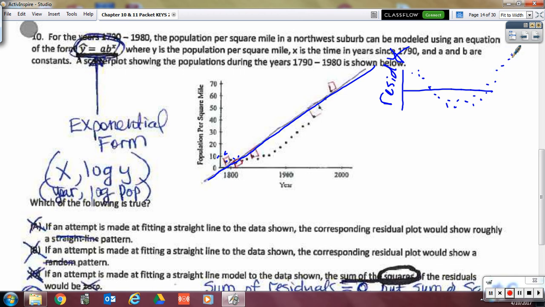So, in that residual plot, is there roughly a straight line pattern? No. Is there a random pattern in this? No. There is a curved pattern in that, so there definitely is a pattern in that residual plot. So a linear model wasn't appropriate.